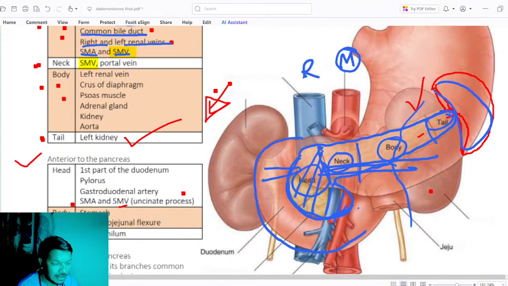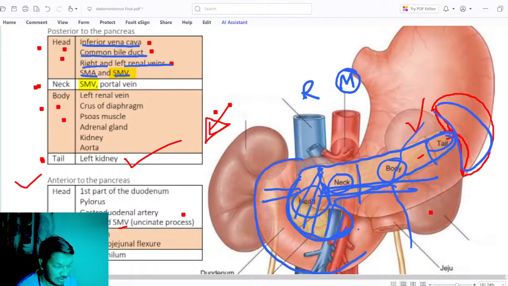Behind the neck, we have superior mesenteric vein, portal vein. You have to read it many times because it is confusing. Behind the head, we have superior mesenteric vein. Behind the neck also we have superior mesenteric vein. They may ask which of the structures is behind both head and neck of pancreas.